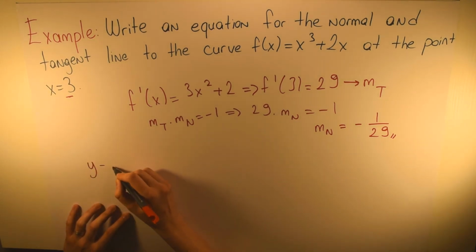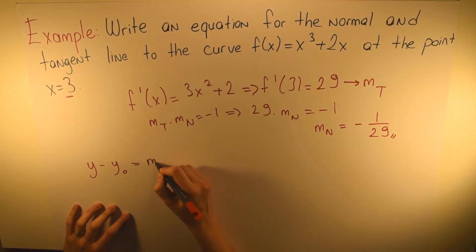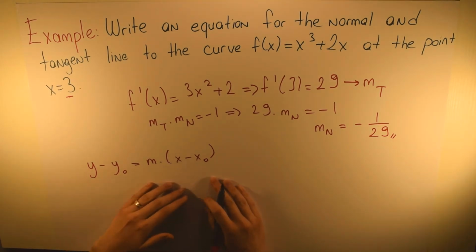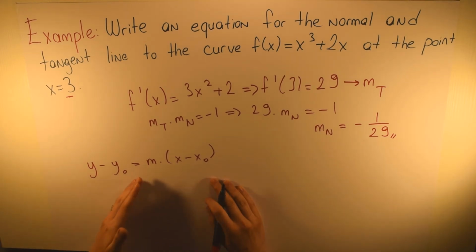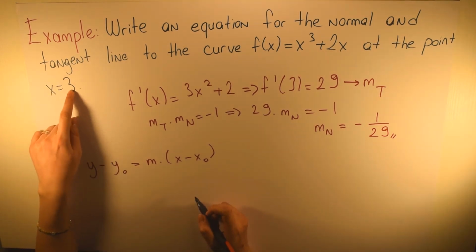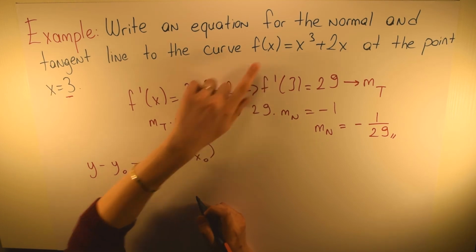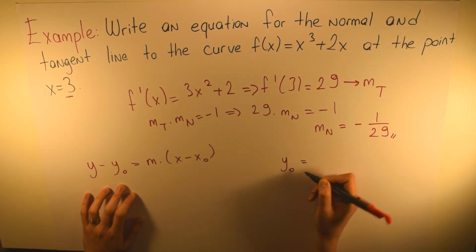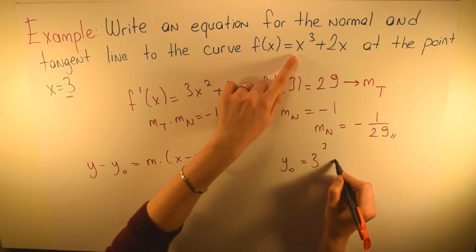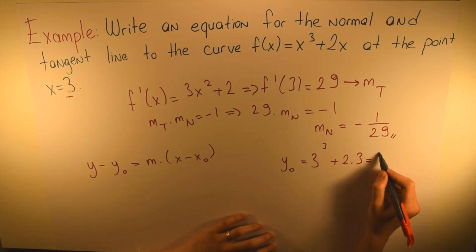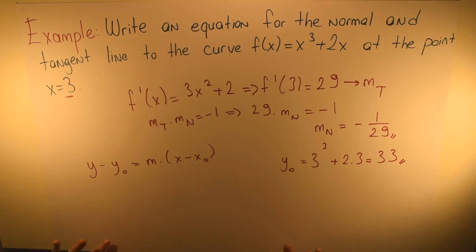So it is y minus y0 is equal to m times x minus x0. This formula, this equation, it's the same for the normal line and for the tangent line. Just there's one difference, that is the slope, right? So let's first find the y0 here, because we know x0, right? x0 is equal to 3. So when I put 3 in our equation, I will be able to find the value of y0. So let's do that. So y0 is equal to 3 cubed plus 2 times 3. So this is 27 plus 6. This is equal to 33. Okay, now I can write my equations.